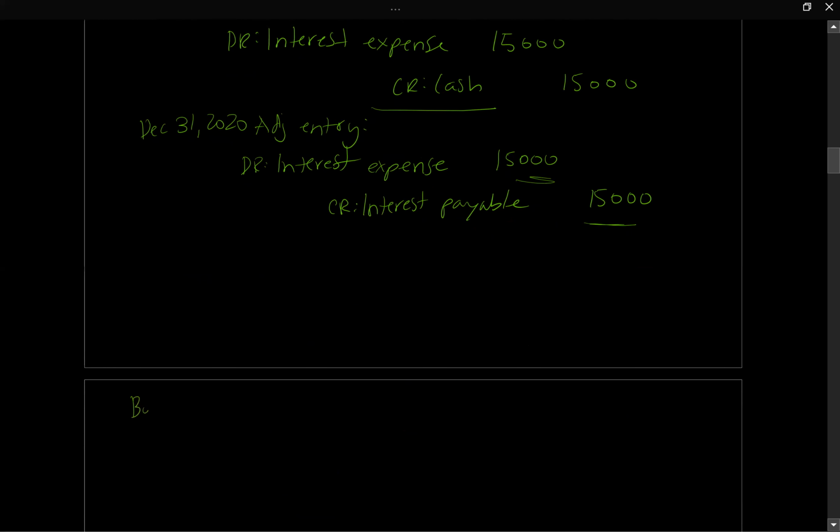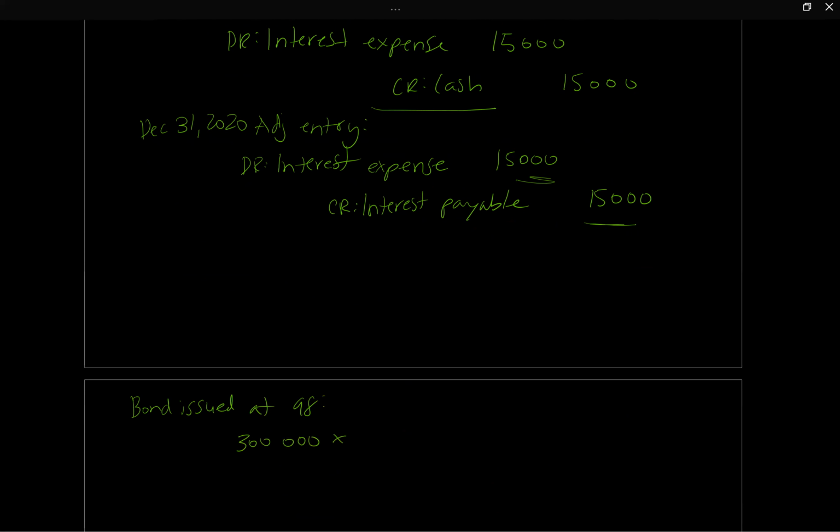So a bond issued at 98, it's going to be 300,000 times 98%, which is going to give us $294,000. So this means that these bonds were issued at a discount. The company issued $300,000 bonds, and they issued them for only $294,000. So they got less than the face value of the bonds. So we know that there's a discount.